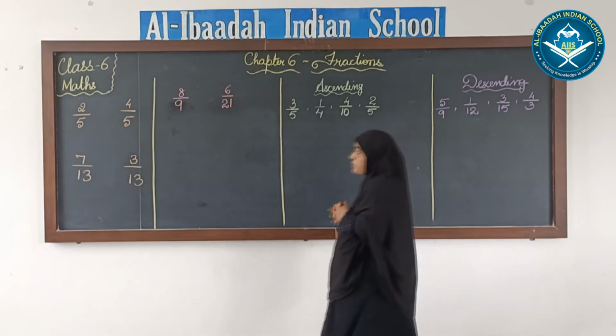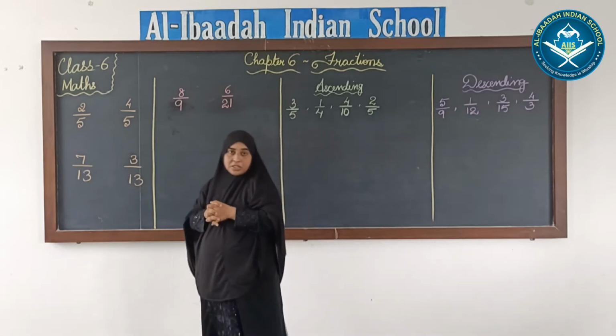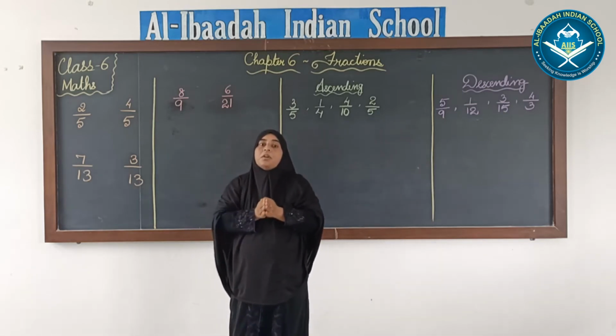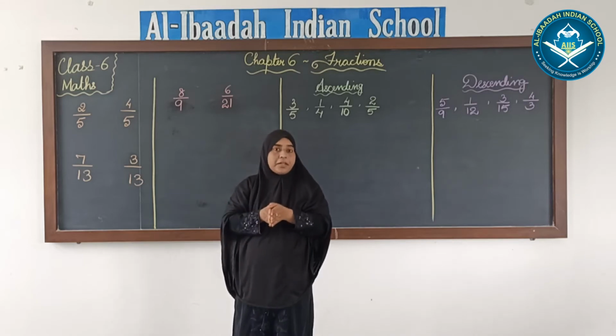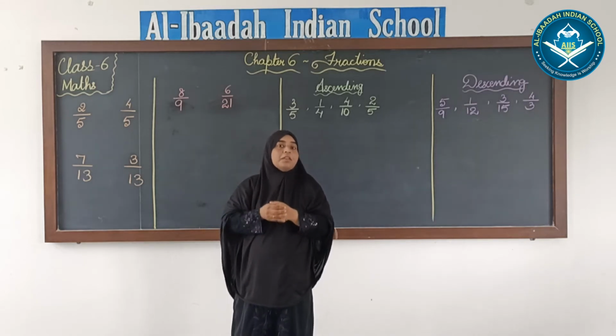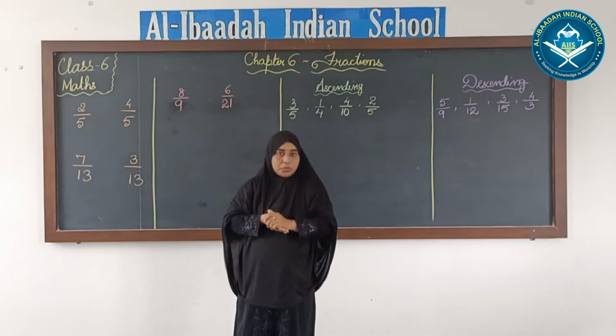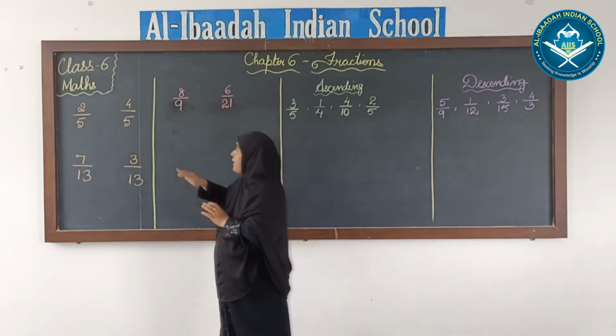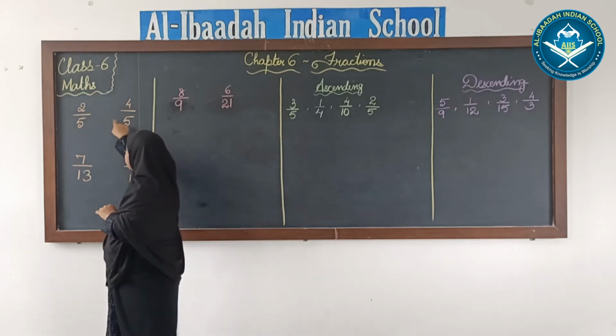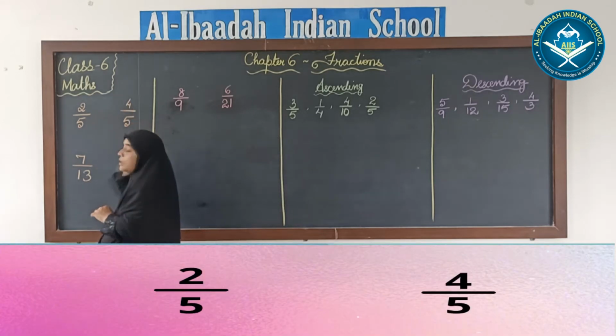So to start with, we will see how we compare the like fractions first. Once we know how to compare the like fractions, then it will be easy. Once we convert the unlike fractions to like fractions, we will know how to do the comparison. The first example that we have here is 2 by 5 and 4 by 5.